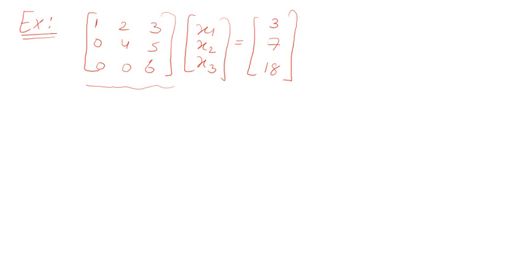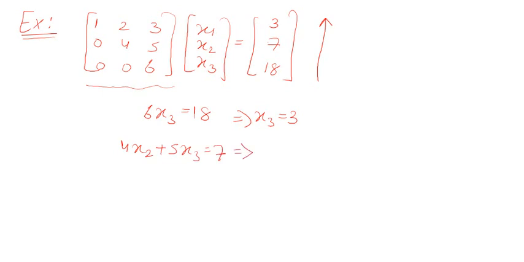To solve, you start from the last and go from last to first. From the last equation, 6x3 is equal to 18. This implies x3 equals 3. From the second equation, we have 4x2 plus 5x3 is equal to 7. This implies 4x2 is equal to 7 minus 15, substituting the value of x3 from the previous step, that is minus 8. So this implies x2 is equal to minus 2.